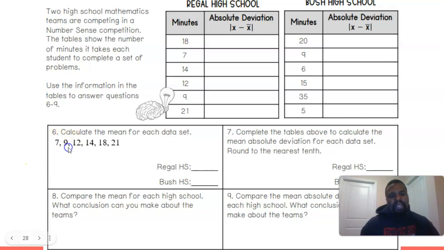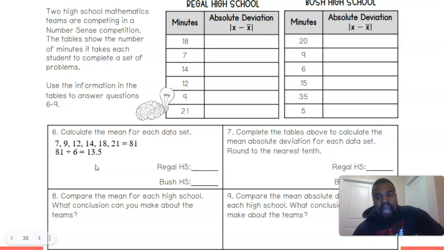And so what I do is I put the numbers in order from least to greatest. I add them all up together. That gives me 81. There's 6 numbers in the data set. So I do 81 divided by 6. That gives me 13 and a half. So the mean would be 13 and a half for Riga High School. That's just the average number of minutes it takes for each student to complete the problems.